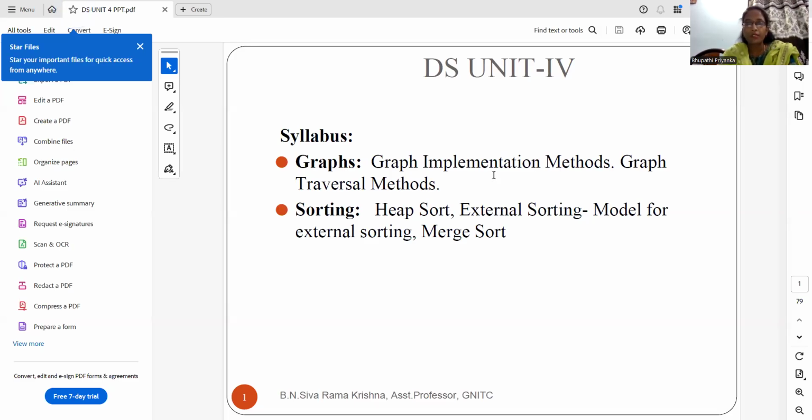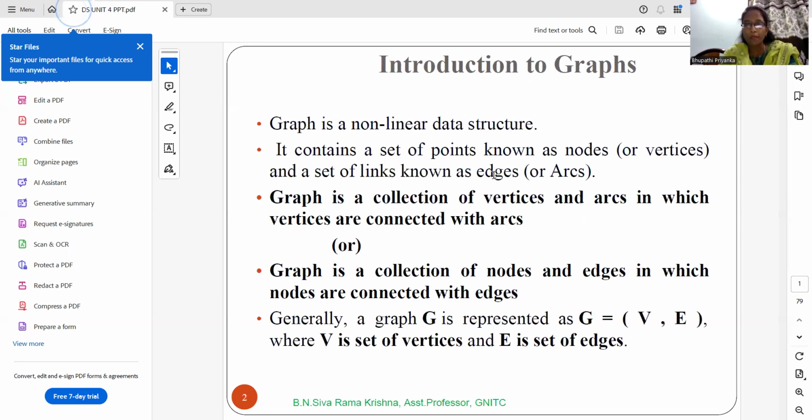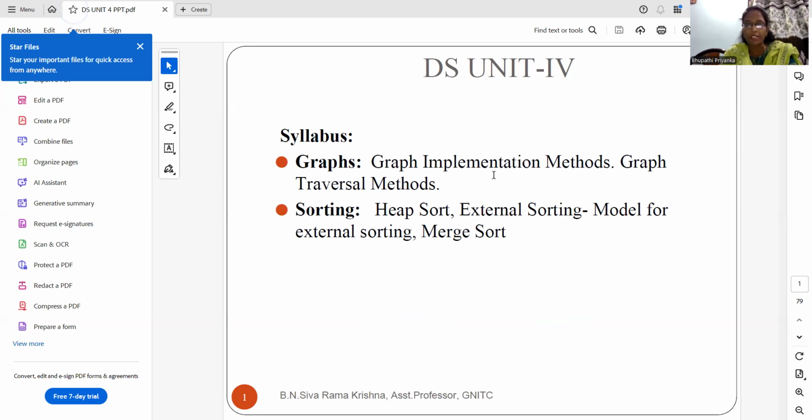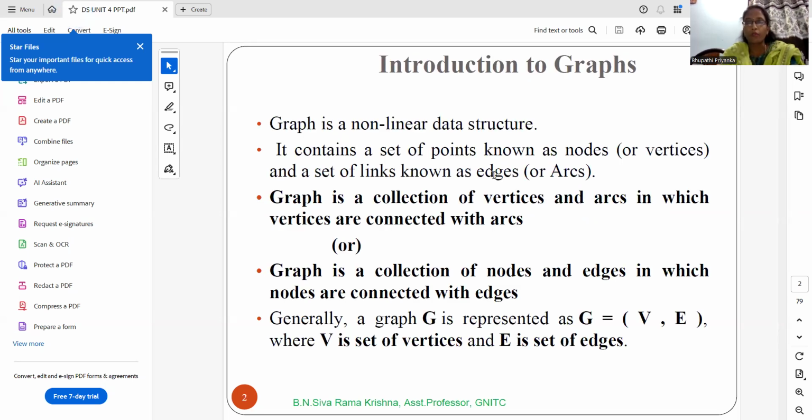Today we'll discuss the fourth unit, graphs. In that we'll cover graph implementation methods and graph traversal methods. First, we'll see what graphs are.